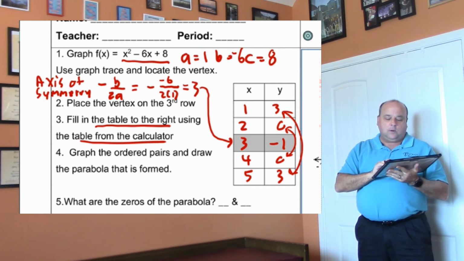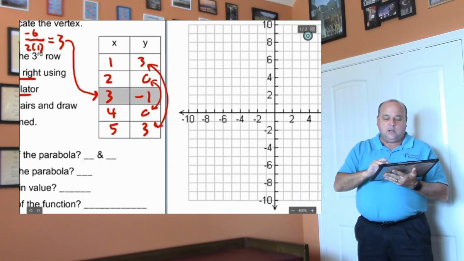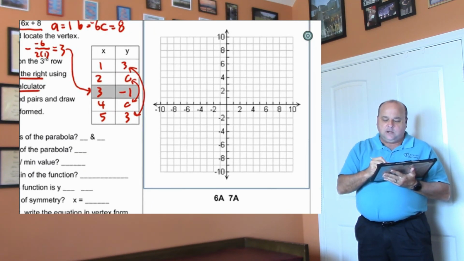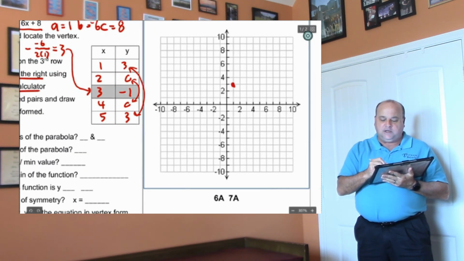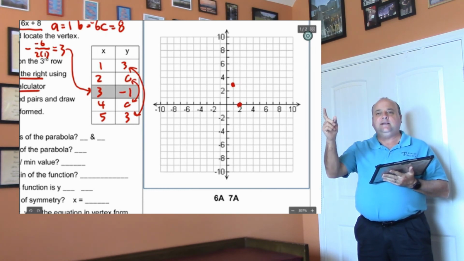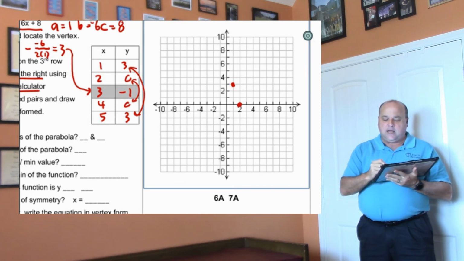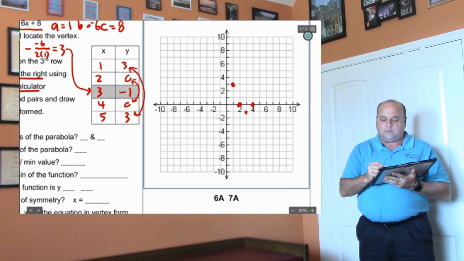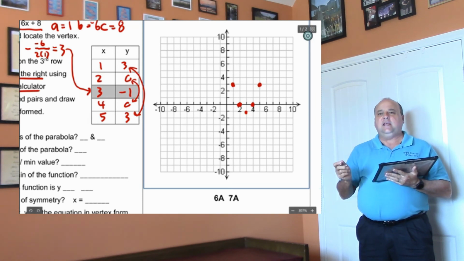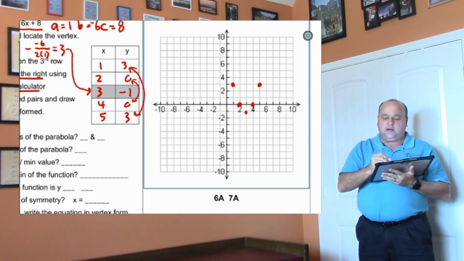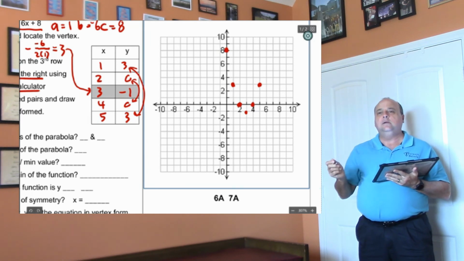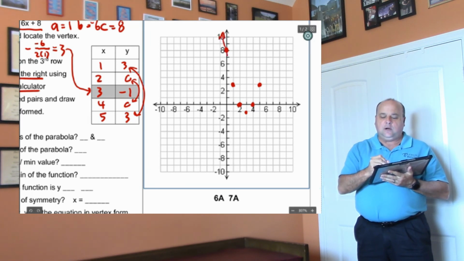Now they graph the ordered pairs and draw the parabola that's formed. So I'm going to graph right 1, up 3, draw a dot. Then I'm going to graph (2, 0). The x-intercept is a 0. That's one of my zeros. And then (3, -1), (4, 0), and (5, 3), right? That gives me a curve. And remember, when we started off, it was (0, 8). So that right there is going to be my parabola, right?